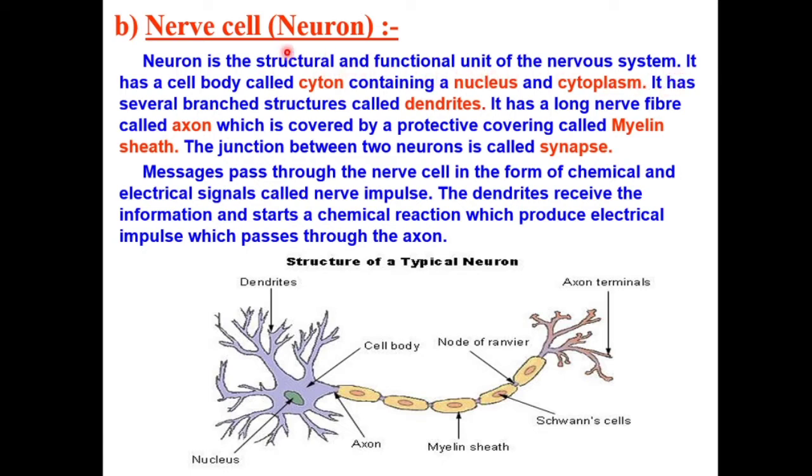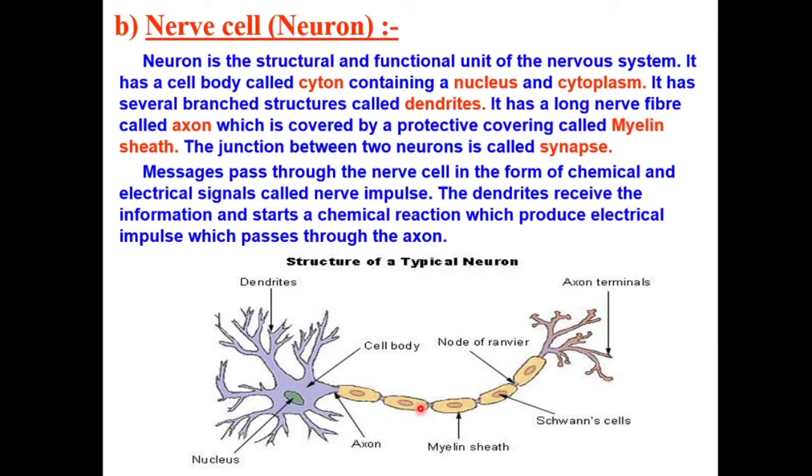It has a cell body called cyton. This is the cell body, called cyton, containing a nucleus. Here you can see the nucleus and cytoplasm. It has several branched structures called dendrites. So these are dendrites which come out from the cell body. It has a long nerve fiber called axon. This also comes from the cell body, but it is comparatively longer. So this is called what?